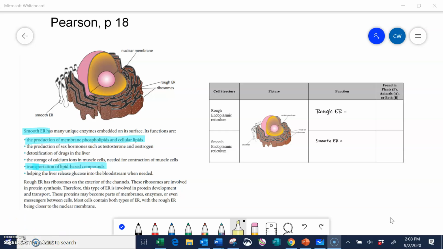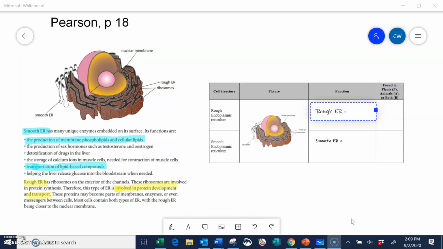Next, I'm going to read about the rough ER, and again, it talks about the fact that it has ribosomes on the outside of it, and we know ribosomes are involved in protein synthesis, so it says, therefore, this type of ER is involved in protein development and transport. So I'm thinking that that's probably the most important thing to remember about the rough ER, that they're involved in protein development and transport.